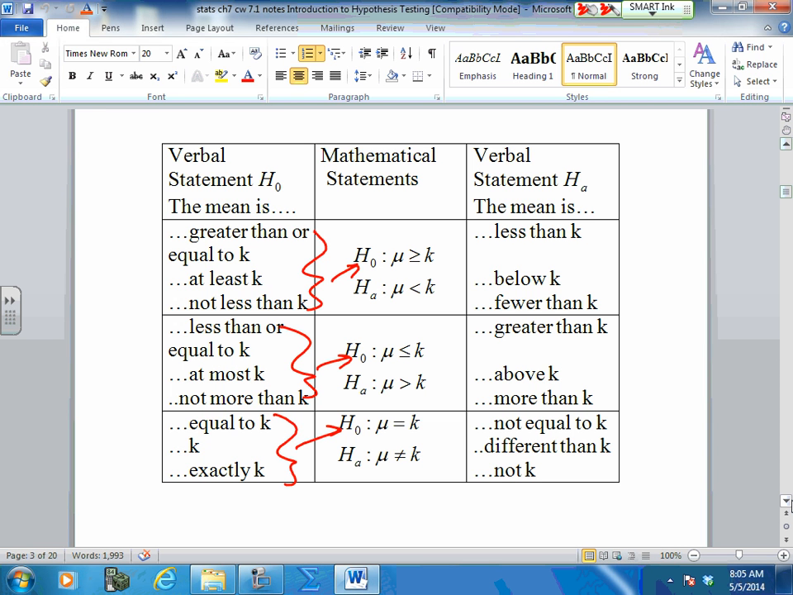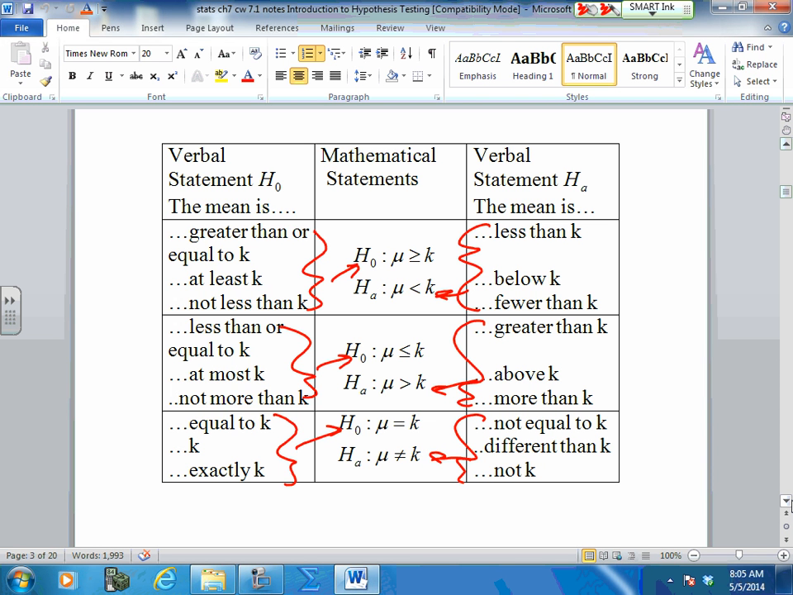So these are statements that you're going to see, meaning that's the one that has the equal sign in it. At most, less than or equal to. Less than or equal to, and sometimes they say not more than. Most of them you're going to see at most, at least, more than, less than, equal to. Those are the popular ones. Equal to, exactly, just some statements that they'll say. These are the HAs. They're the opposites, the complements.